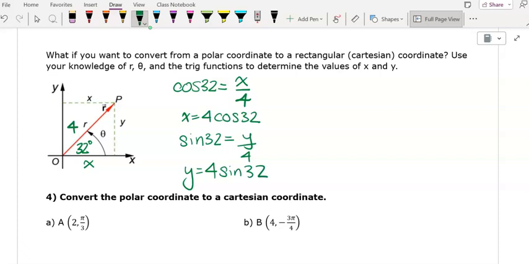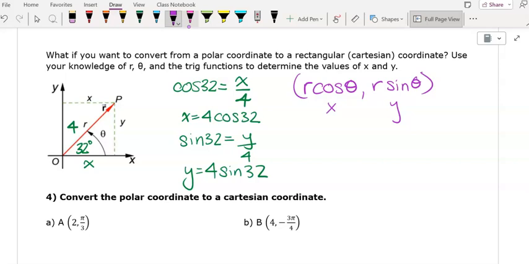So in short, the equations that you would use to convert from polar coordinates to rectangular are ones you should already be familiar with: R cosine theta and R sine theta get you your X and your Y coordinates in rectangular form. So no matter what the R is, and no matter what the angle is, that's how you can set that up. R times the cosine of the angle is your X coordinate, and R times the sine of the angle is your Y coordinate to get it between polar coordinates and rectangular.